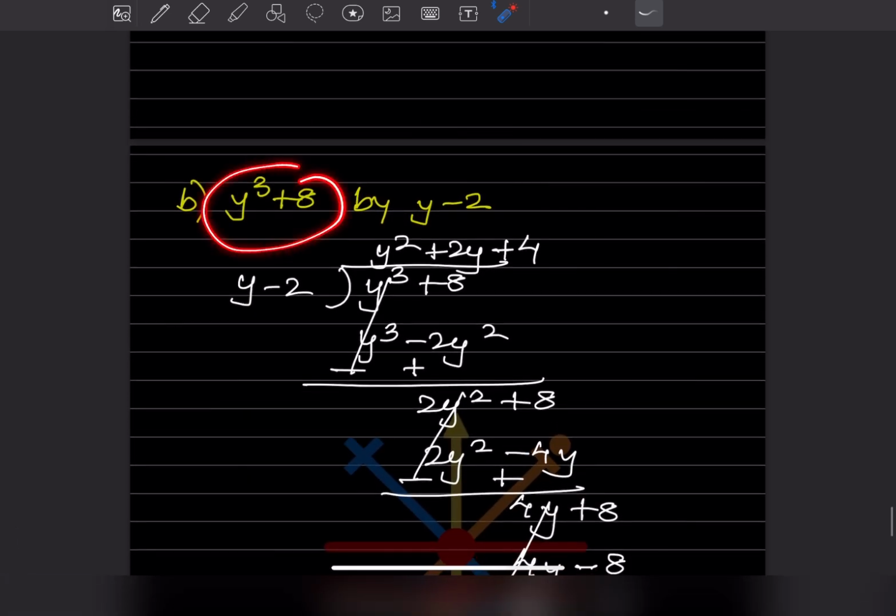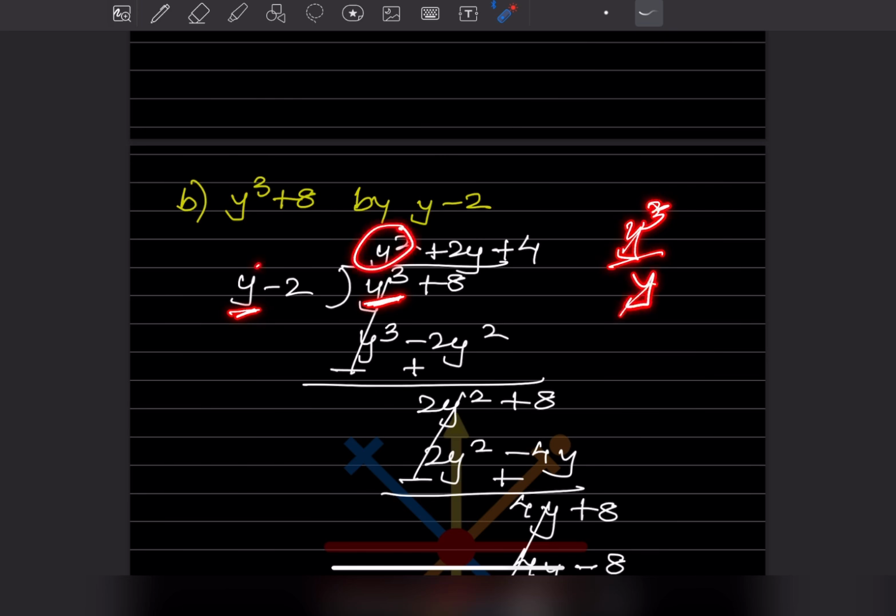Now this one is divided by y minus 2. So y cube plus 8 is divided by y minus 2. So the first part is here. The term is y cube. So y cube divided by y is going to be y raised to 2. So this is y raised to 2. This into this we get y cube. This into this we get minus 2y square.